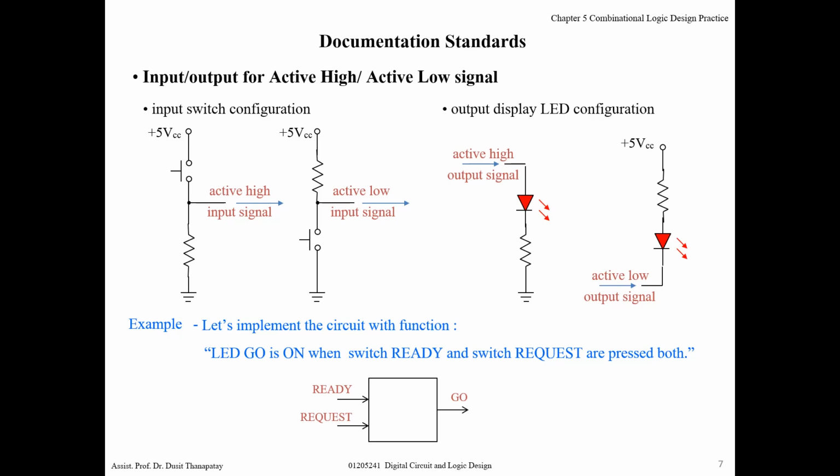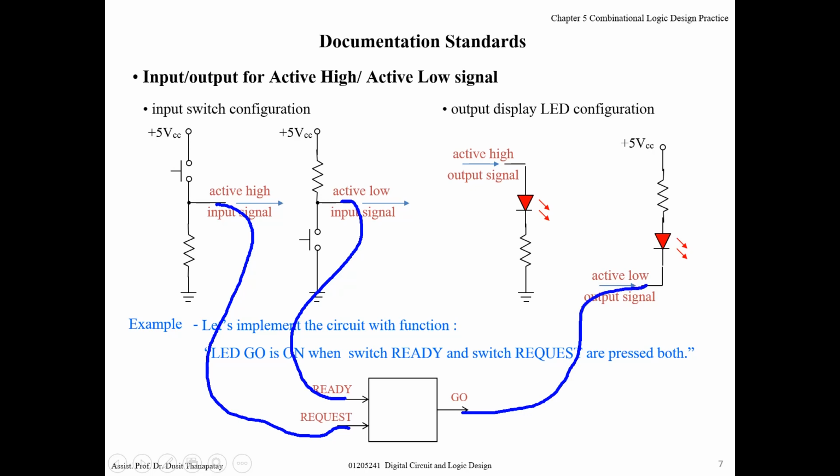On this one, did you solve something about this? If I connect input from this to the ready signal, connect input from this to the request signal, and connect go to this LED, and I want to implement a circuit with the function that this LED connected to go will be on when the switches ready and request are pressed, both at the same time.